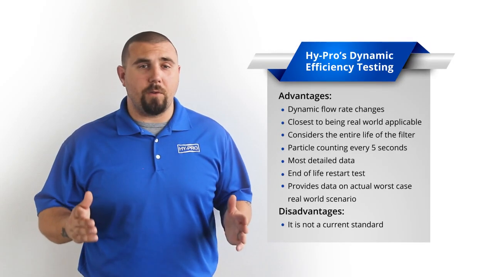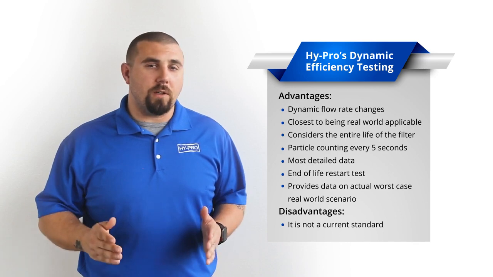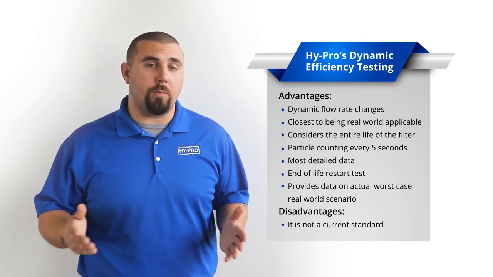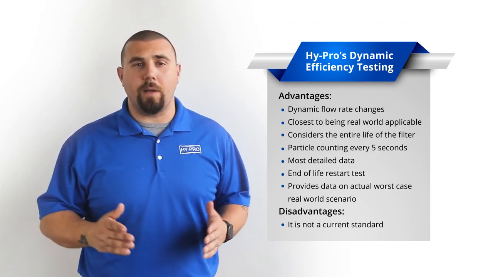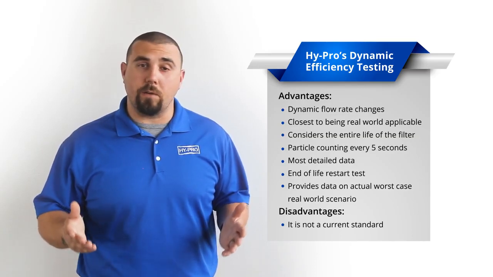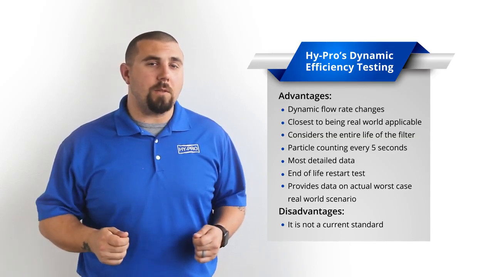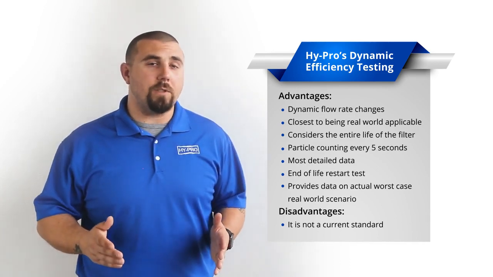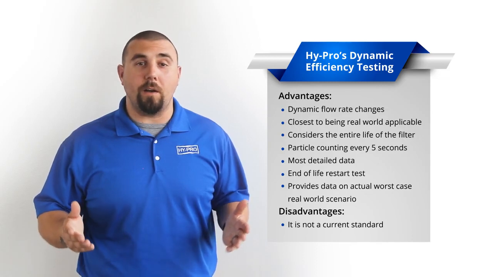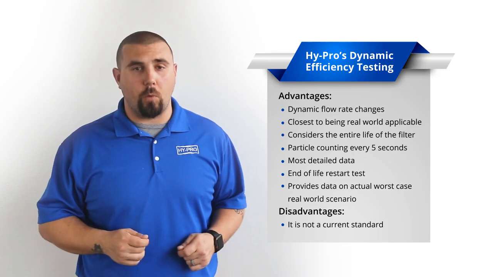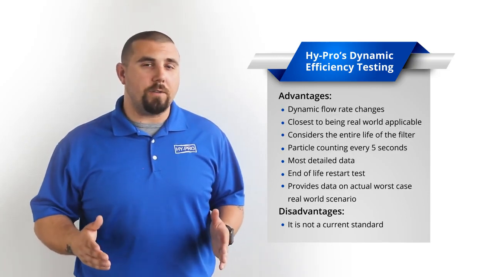For Hypro's Dynamic Filter Efficiency Test, the advantages include dynamic flow rate changes, which makes this test the closest to being real-world applicable. It considers the entire life of the filter being tested, frequently providing particle counting every 5 seconds during the entirety of testing, which provides the most detailed data for every transitional point, and an end-of-life restart test, which is the only one of its kind in the industry, and provides important data based on the actual worst-case real-world scenario. Disadvantages include that it is not a current standard.